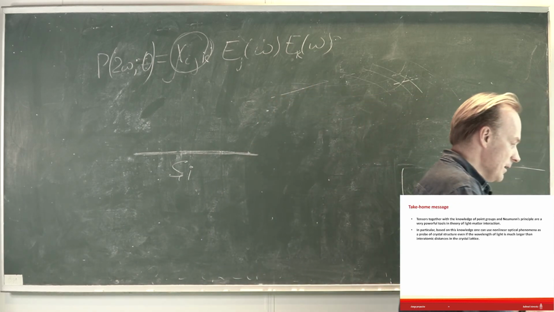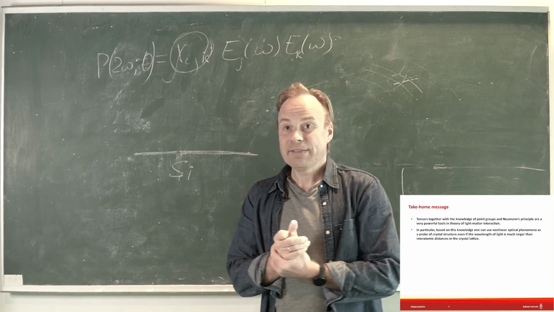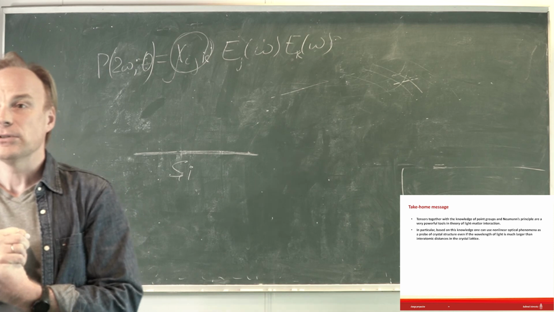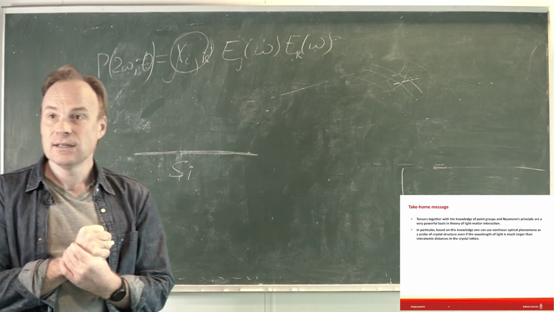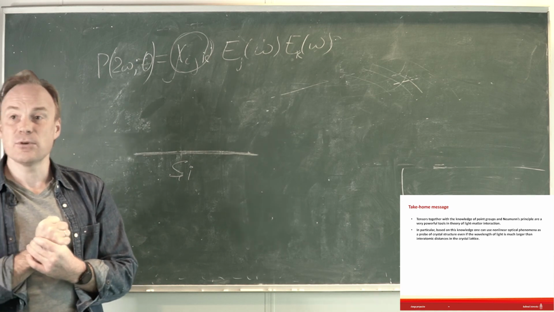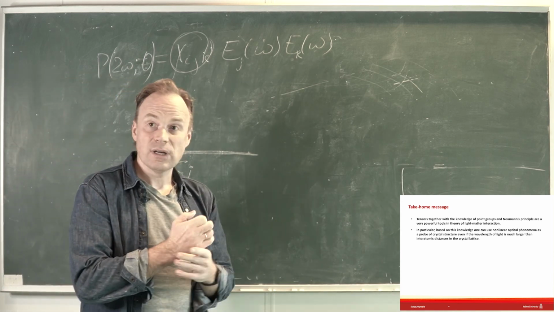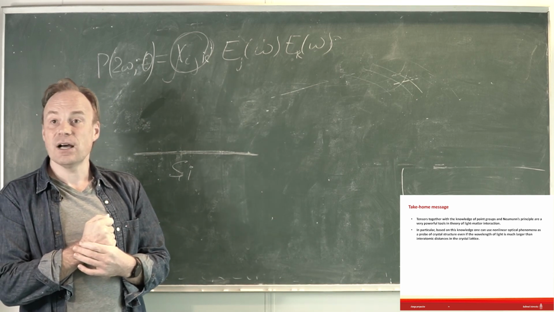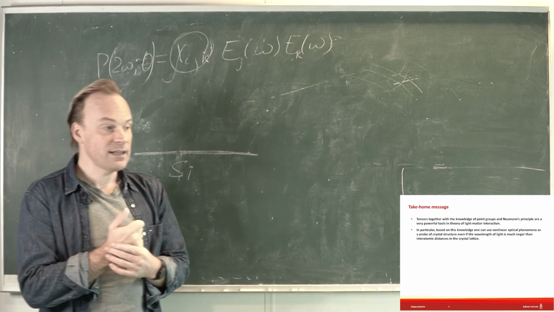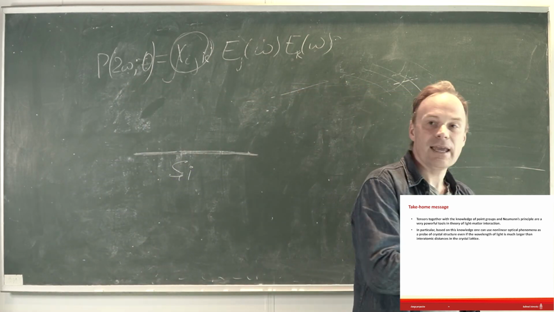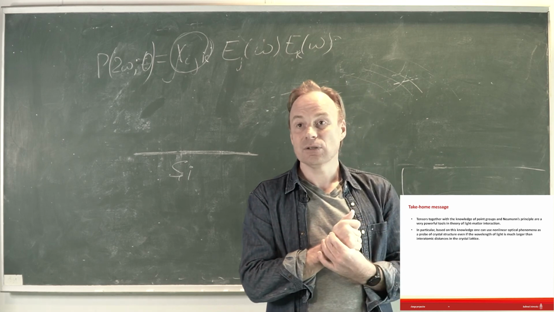So this brings me to conclusions. Tensors, together with the knowledge of point groups and Neumann's principle, are very powerful tools in the theory of light-matter interaction. In particular, based on this knowledge, one can use nonlinear optical phenomena as a probe of crystal structure, as I showed you at the very last slide. Even if the wavelength of light is much larger than the atomic distances in the crystal lattice, it is still possible. And why? Again, you will be able to see it doing exercises.